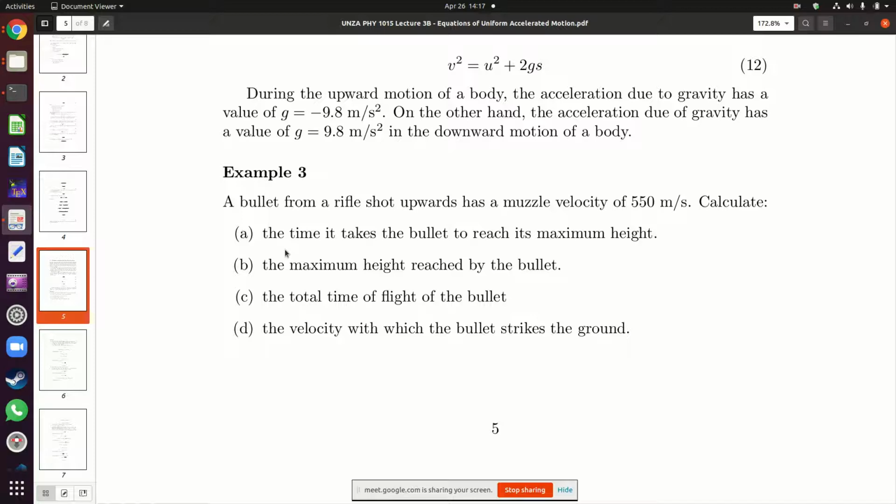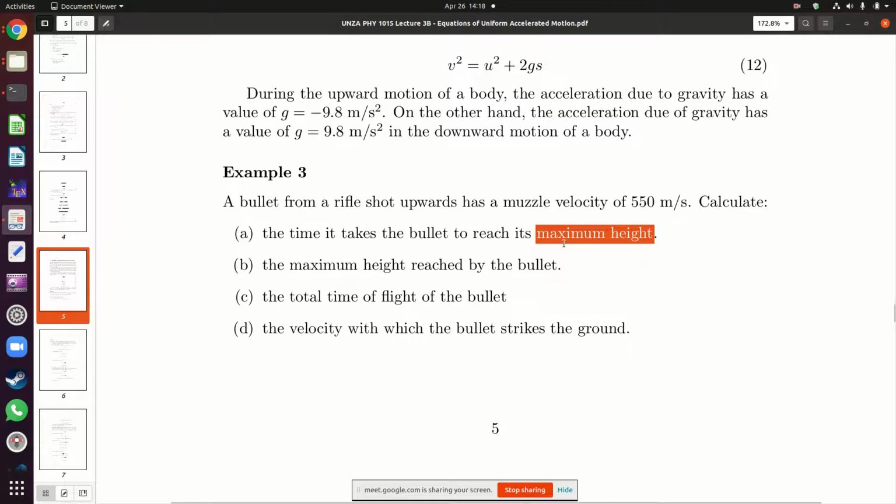Now we know that if something is moving upwards, which is away from the surface of the earth, then the acceleration is minus 9.8 meters per second squared, since the object is moving away from the surface of the earth, and it's negative because it has to slow down for it to reach maximum height. So when the object reaches maximum height, its velocity is going to be 0 meters per second. So the velocity would have reduced. This reduction in velocity is what the negative in the minus 9.8 is saying.